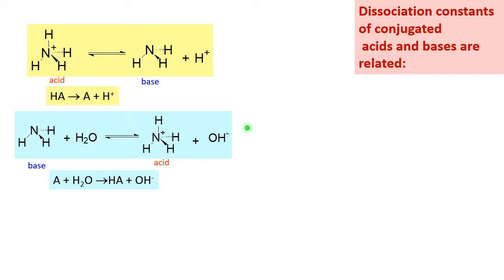Now, the dissociation constants of conjugate acids and bases are related. Let's consider this reaction. Acid, NH4+, dissociates into base and hydrogen ion. The equilibrium constant Ka will be [H+][A] over [HA], A being the anion and HA the acid. So the reaction is HA makes A base and H plus.